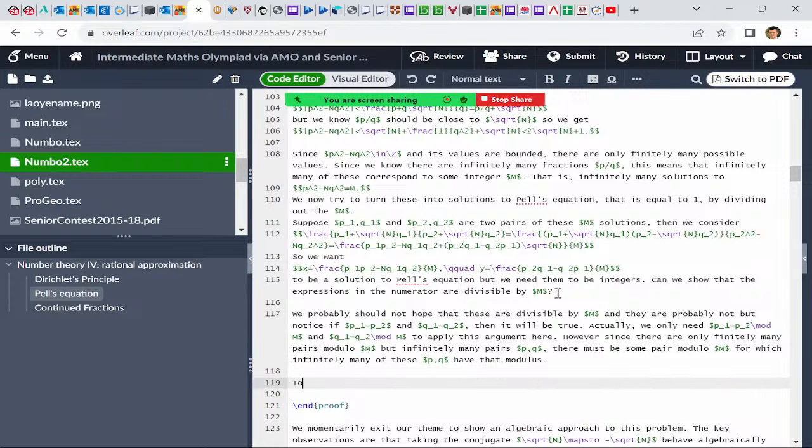To check that these are indeed solutions, we know there are solutions though.